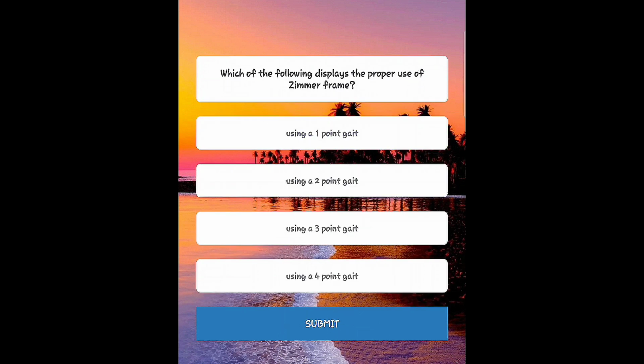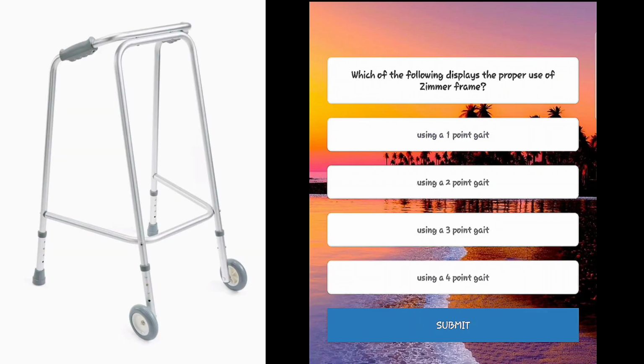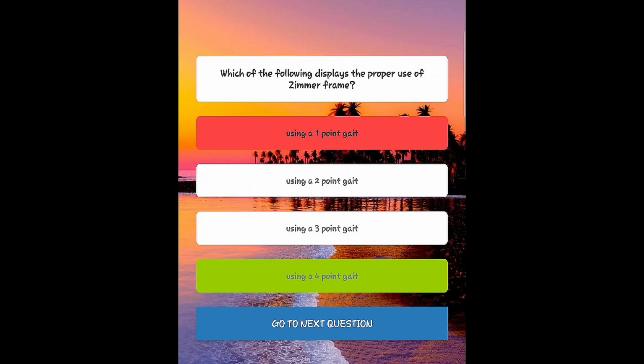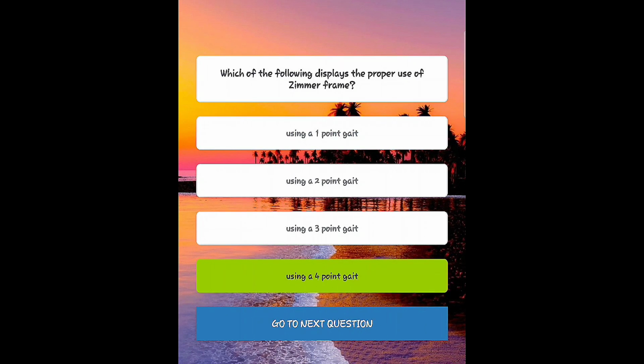Which of the following displays the proper use of Zimmer's frame? Now, Zimmer's frame is that thing that elderly people push, and I'm going to attach an image for you to see. So what this is basically is what is used in aiding walking. So okay, the correct answer is 4-point gait. Let's go to the next question.